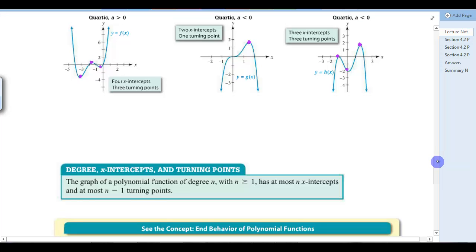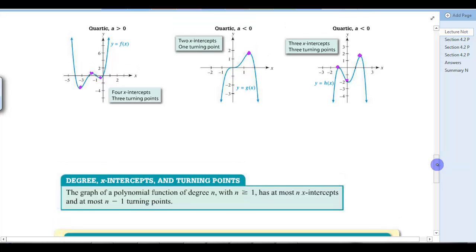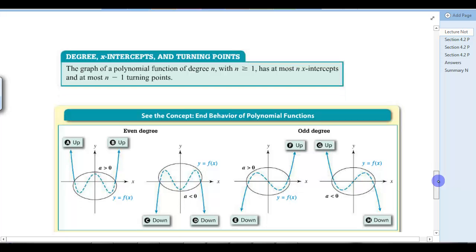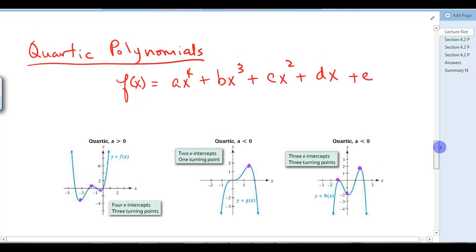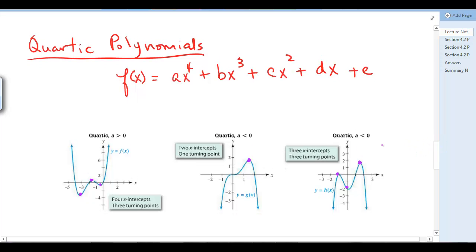So, and we could go on to the 5th degree and 6th degree, but here's what we should get from this. The graph of any polynomial function of degree n, where n is greater than or equal to 1, has at most n x-intercepts and n minus 1 turning points. That's at most. So think about it. When we have a 4th degree, the most turning points we can have is 3. 4 minus 1 is 3. You could have less, but you can't have more than 3.